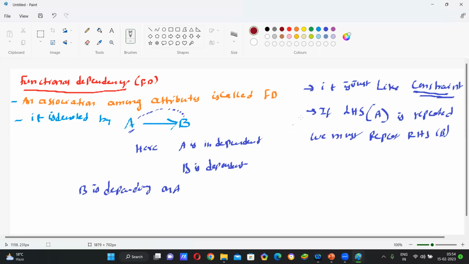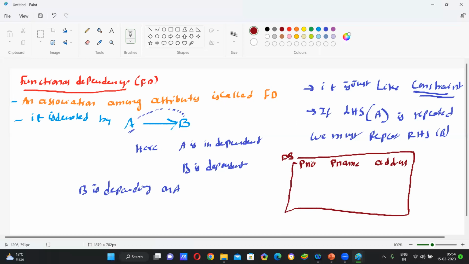Let's take one example and get the clarity. Suppose I am taking one database with three attributes: PAN number, person name and address. Suppose PAN number is 101, name is Sam, address is Hyderabad. PAN number is 102, person name Ram, address is Secunderabad. Suppose by mistake you repeat 101. PAN number is unique, am I correct?